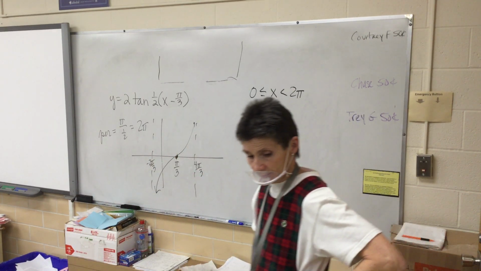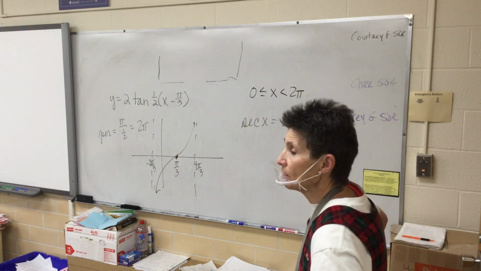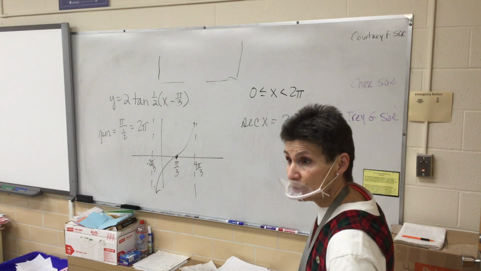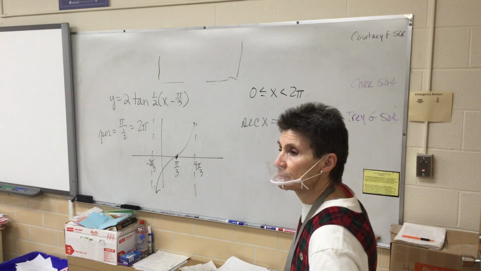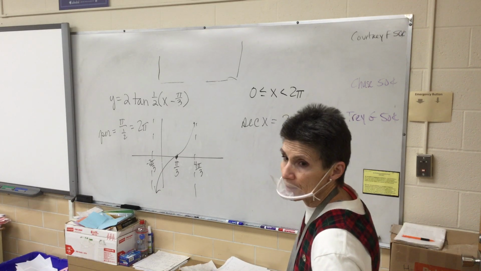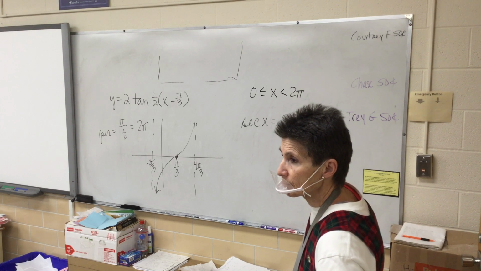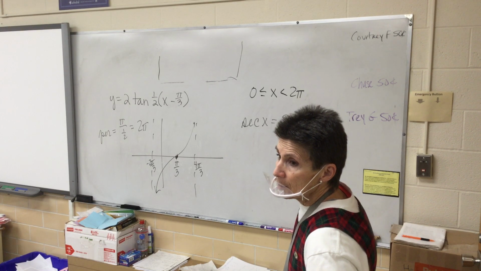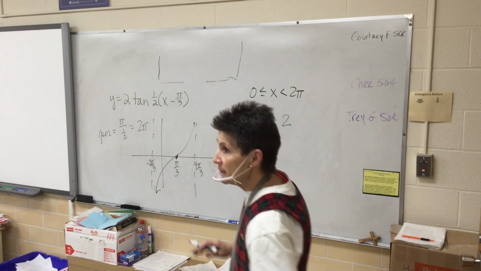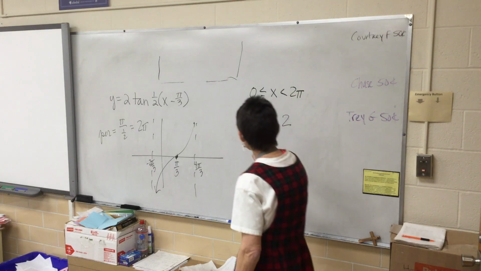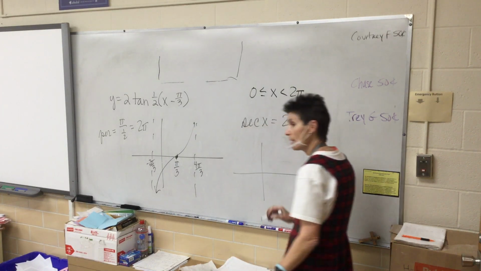Any idea how we are going to figure out what angle has a secant of 2 without our calculator? What might we do first? Exactly. When in doubt, draw a picture. So I am going to make a triangle.